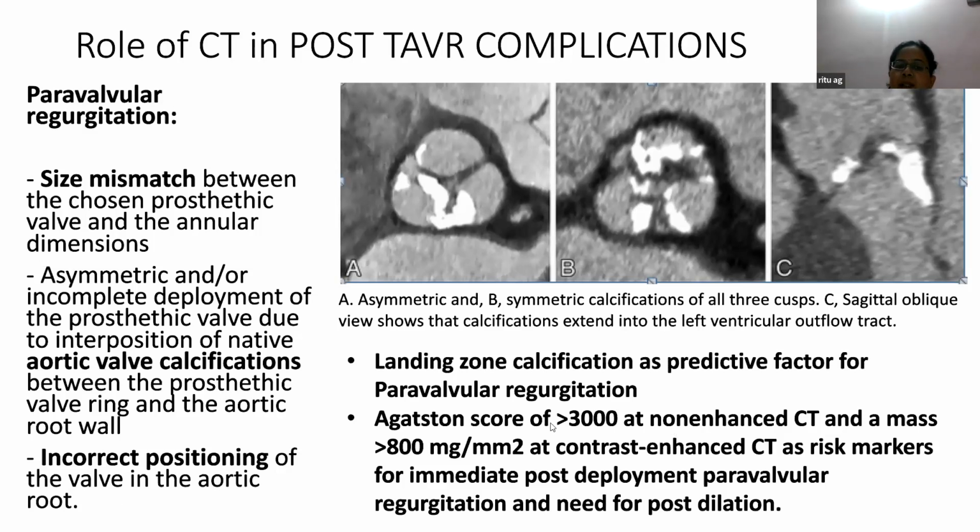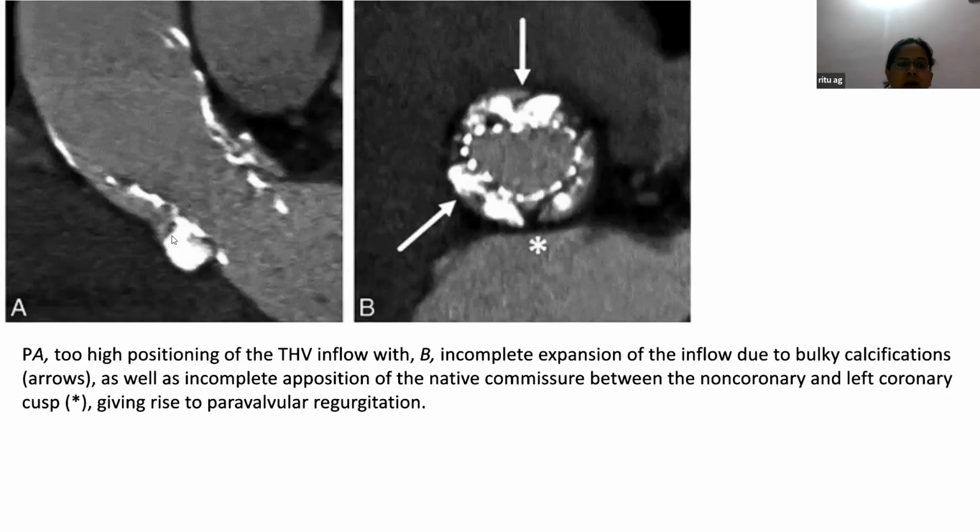So there have been studies showing that if the Agatston score is more than 3000, and if we have a mass-like calcification of greater than 800 milligrams per millimeter squared on a contrast CT, then the risk of PVR is high. Now, this is how a nodular calcium, a significant calcification of the valve, would stop the complete opening of the TAVR valve. So you can see this valve here is not completely open.